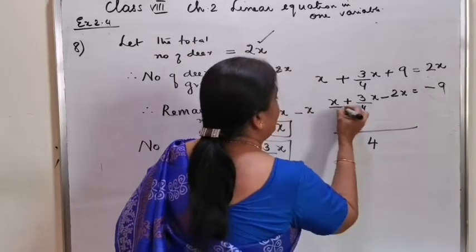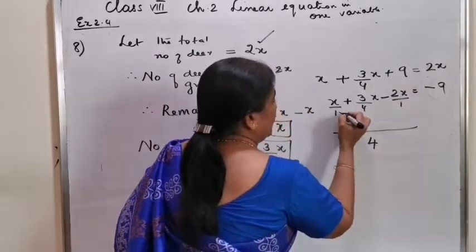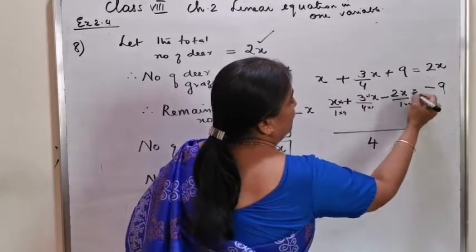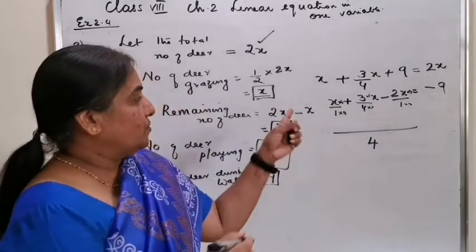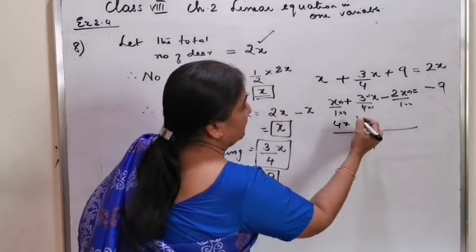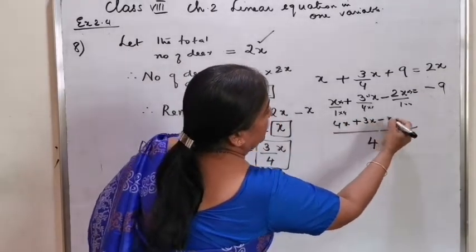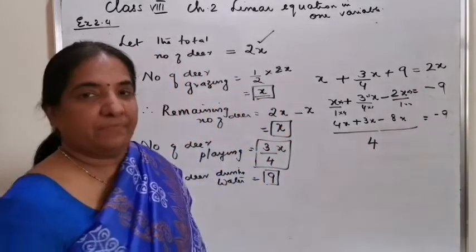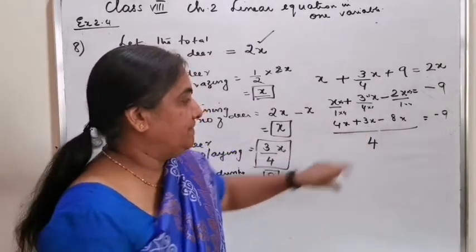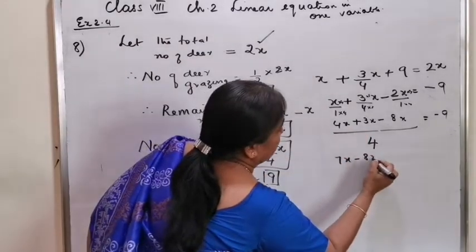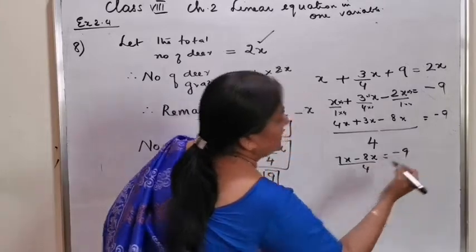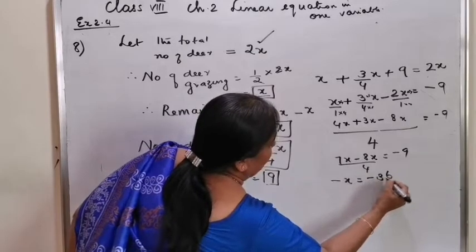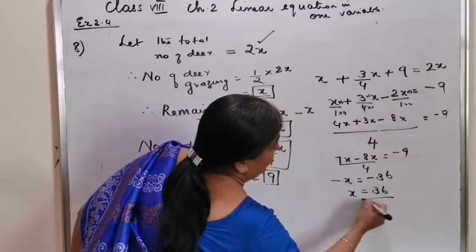LCM is 4. So what will be the value? 4x plus 3x minus 4 twos are 8x is equal to minus 36. 4 plus 3 is 7. 7x minus 8x by 4 is equal to minus 9. 7 minus 8, minus x is equal to minus 36. x is equal to 36.